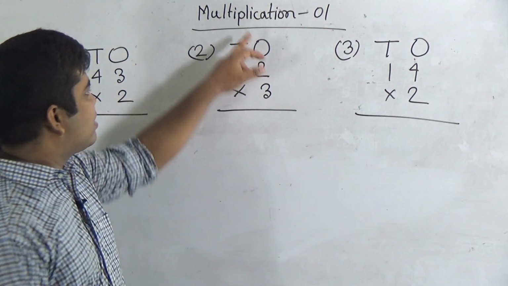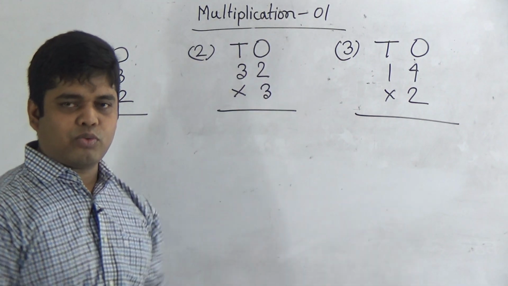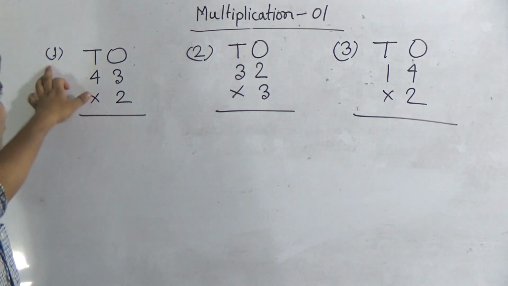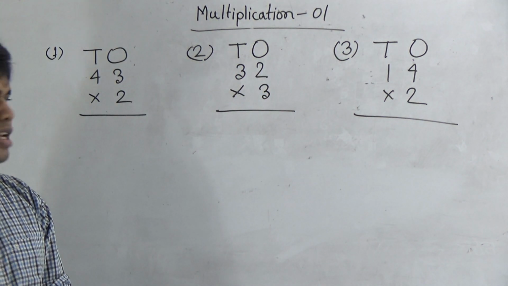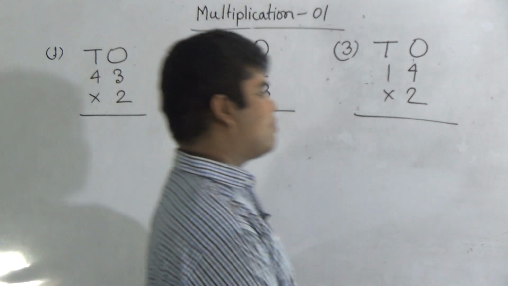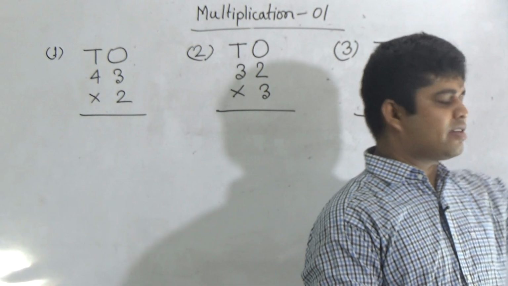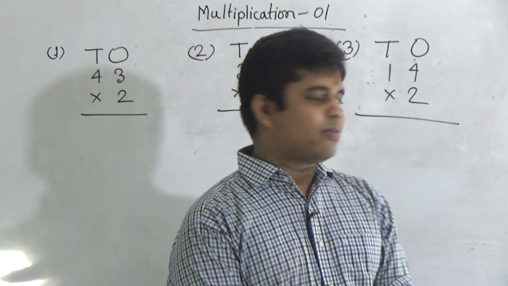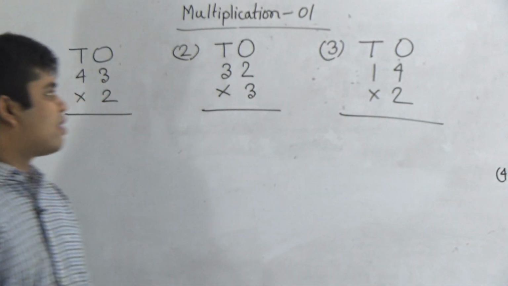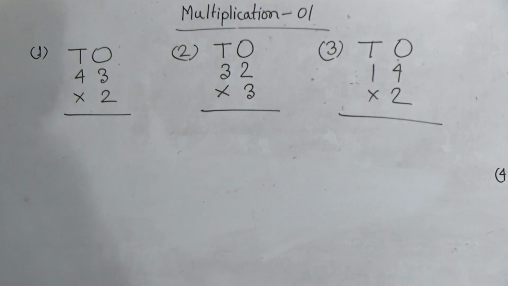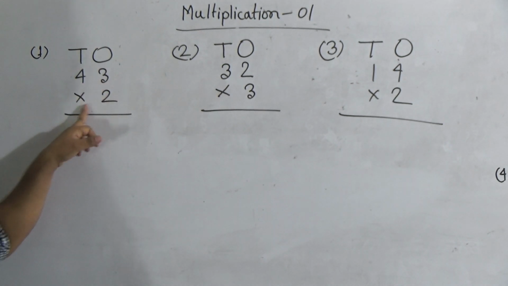Here notice, today's topic is multiplication part 1. 3 problems are given, 1, 2 and 3. These 3 problems are solved in our class as your CW, and another 3 problems, that means question number 4, 5 and 6, will be your HW, and this is HW number 15. Our first question is 43 multiplied by 2.